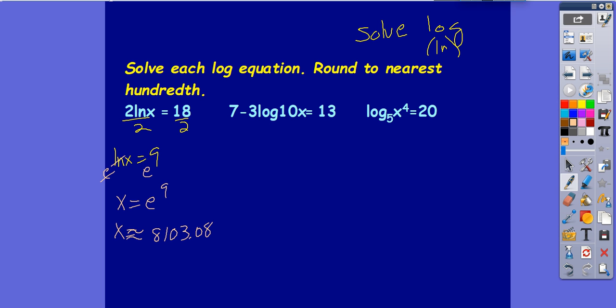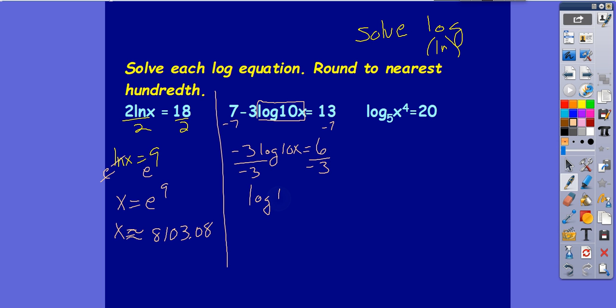So the next one here, I've got to solve for this log. So I need to move everything else over first. So I'm going to subtract 7. Negative 3 log of 10x is equal to 6. Divide by the negative 3. Log of 10x equals negative 2.